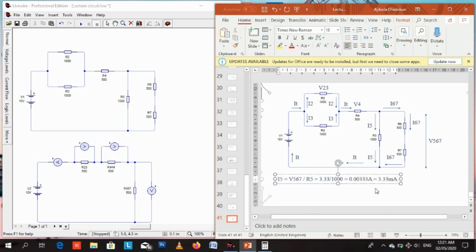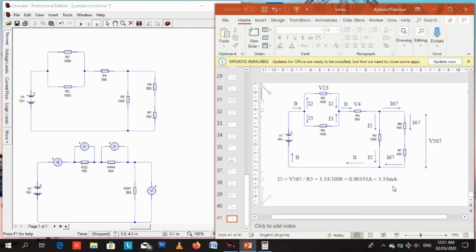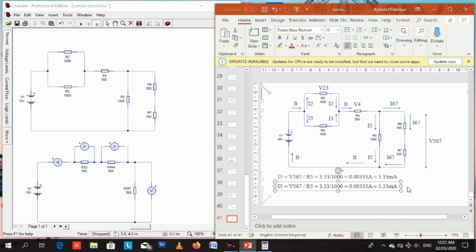So we got the current flowing through R5 once again by dividing the voltage across resistor R5. That voltage is V567. Now V567 is across R5 as a single unit. It's also across R6 and R7 together in series. So R67 together in series is in parallel with R5, so they have the same voltage, which is V567. Now let's go for R6.